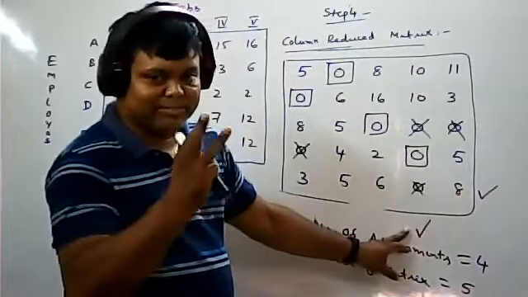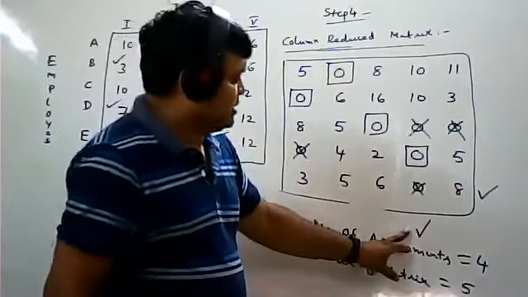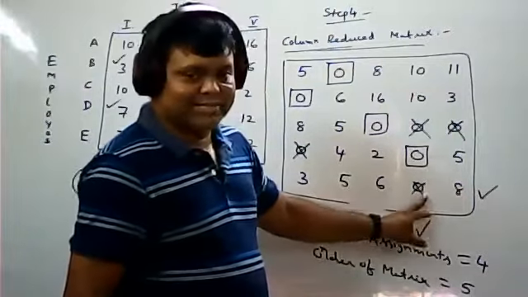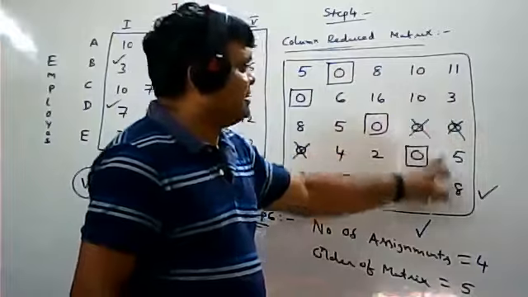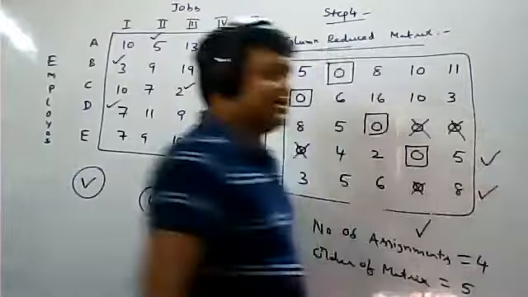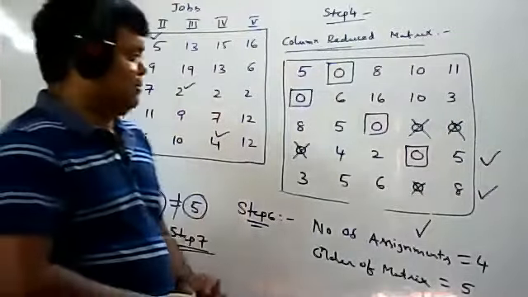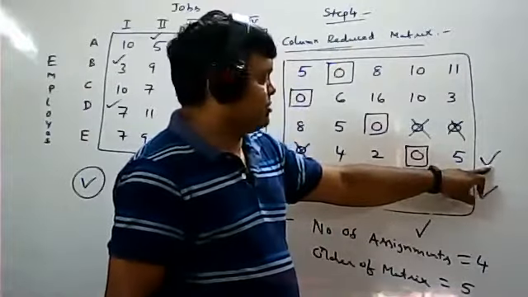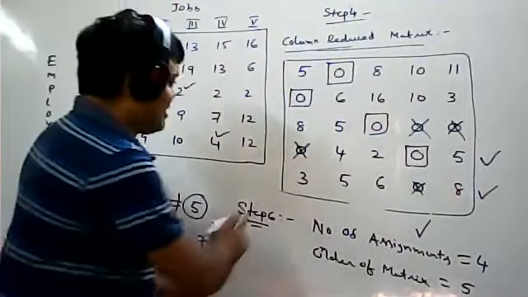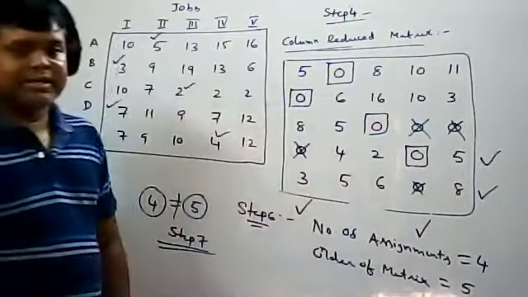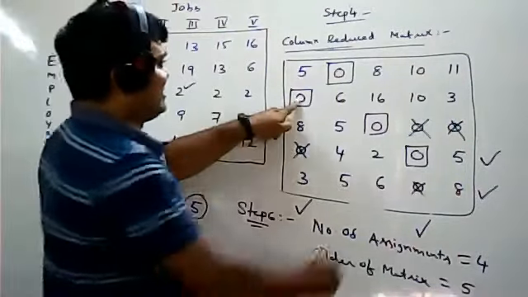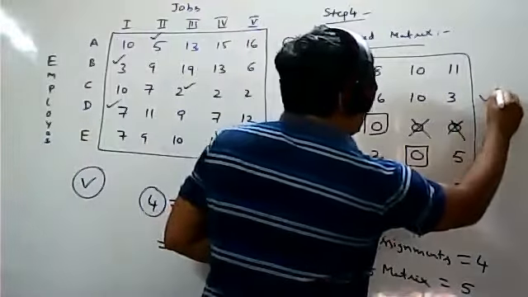Now consider this column. Step number 3 of step number 7. What is the third point? Consider this column. Wherever an assignment is there, assignment means rectangle symbol, tick the particular row. The assignment is here, so tick the particular row. Repeat the procedure. Now consider this row. Wherever a crossed 0 is there, tick the particular column. Now consider this column. Wherever an assignment is there, tick the particular row. The assignment is here, so tick the particular row.